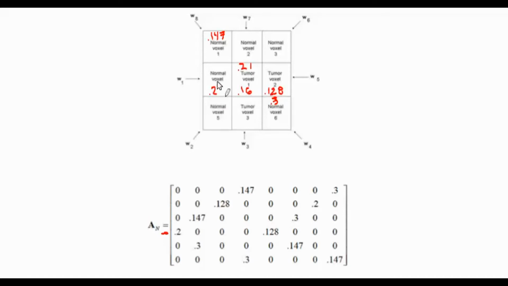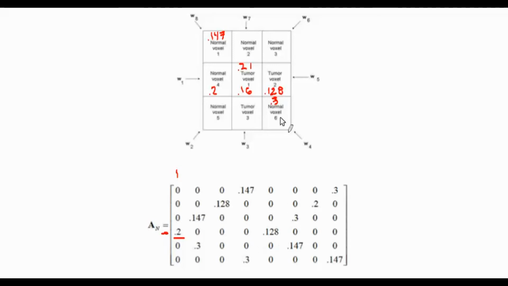So clearly, the dose for normal voxel 4 gets 0.2 W1. We see that right there because the first column corresponds to W1. We don't get any radiation contribution from beams 2, 3, or 4. So that's why there's 0 there for 2, 3, and 4.